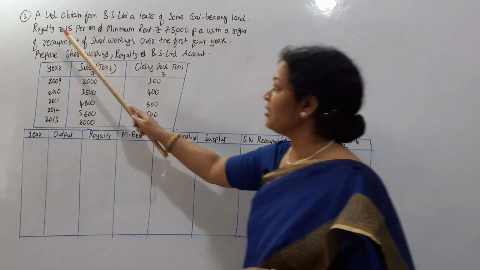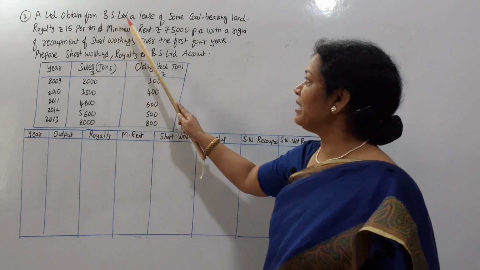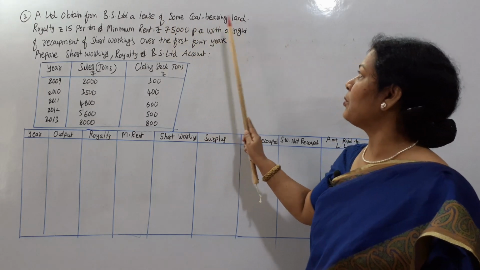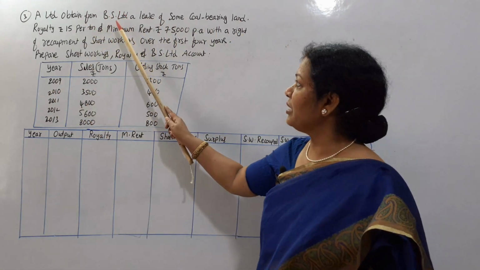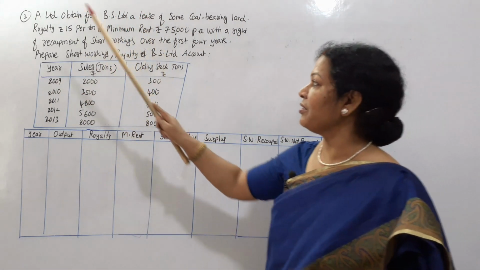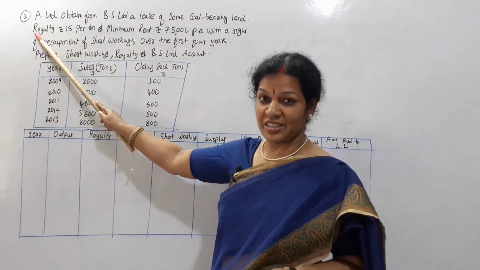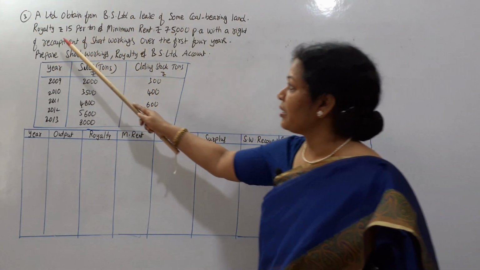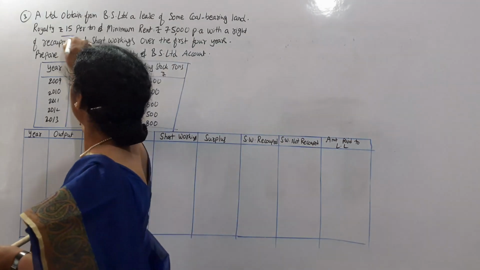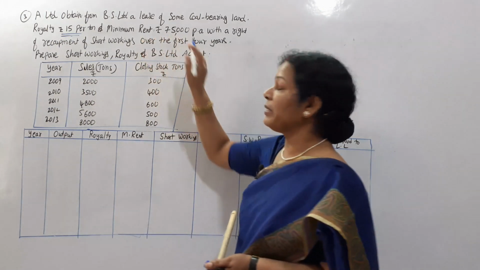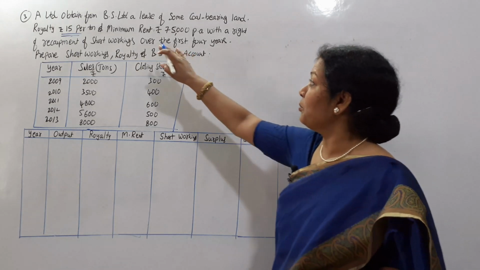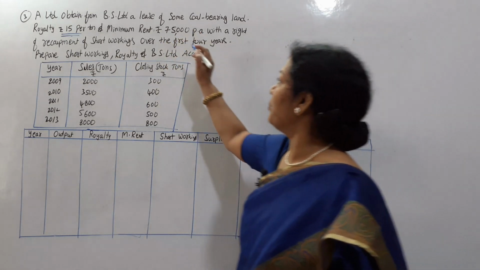Third problem: A Limited obtained from BS Limited a lease of some coal bearing land. So here A Limited has taken the lease from BS Limited. BS Limited is the landlord and A Limited is the lessee. Royalty is 15 rupees per ton, and minimum rent of 75,000 per annum.